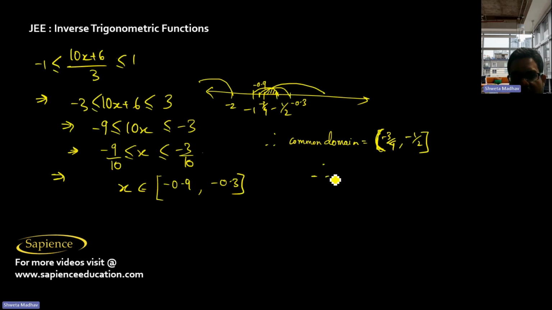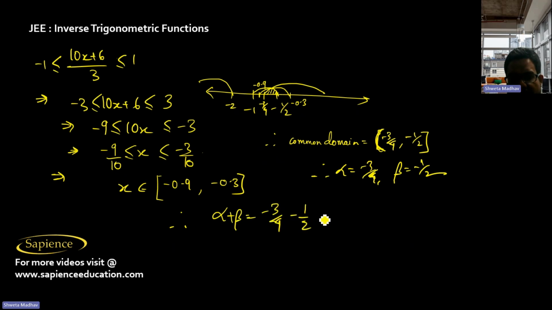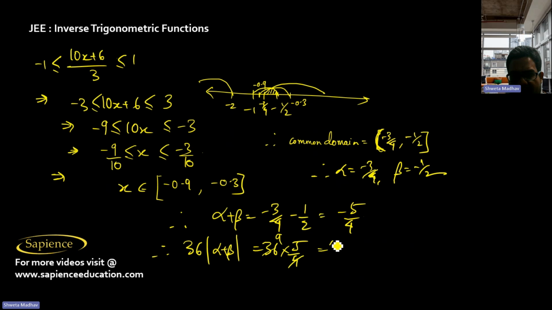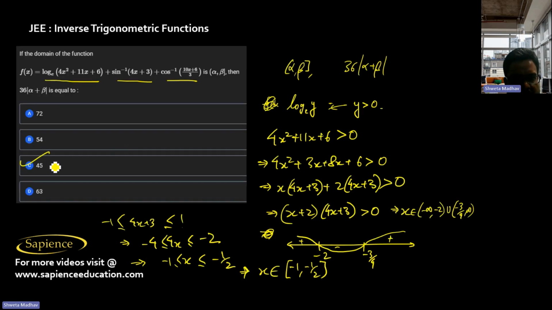Good. So therefore alpha is minus 3/4 and beta is minus half. So therefore alpha plus beta, that will be minus 3/4 minus half, that will be minus 5/4. Therefore 36 into mod of alpha plus beta, so that will be 36 into 5/4, so that will be 4 9 36, 5 9 45. So 45. So option C is the correct answer.